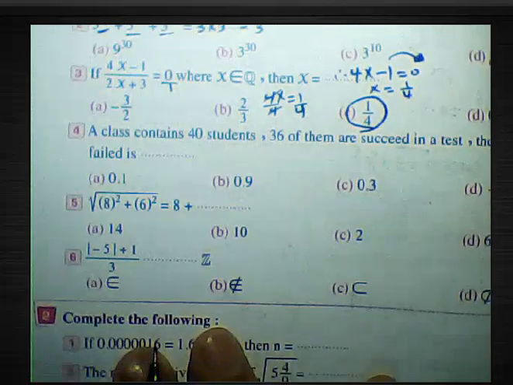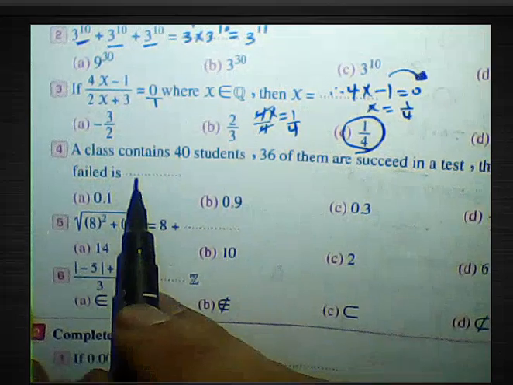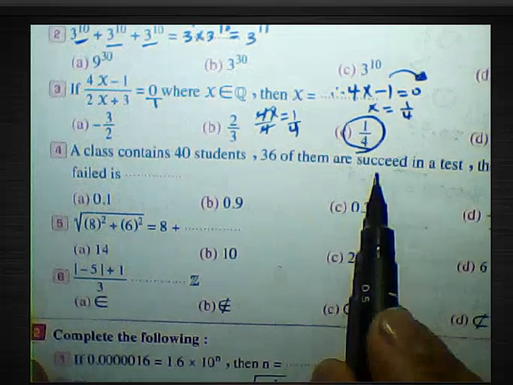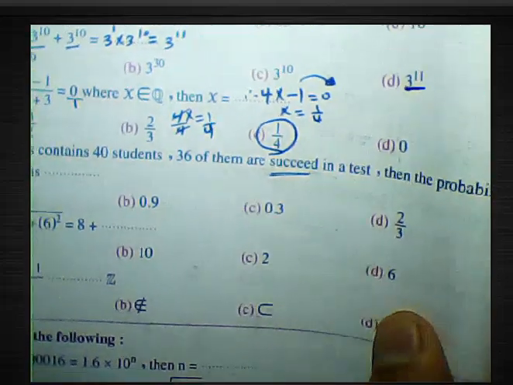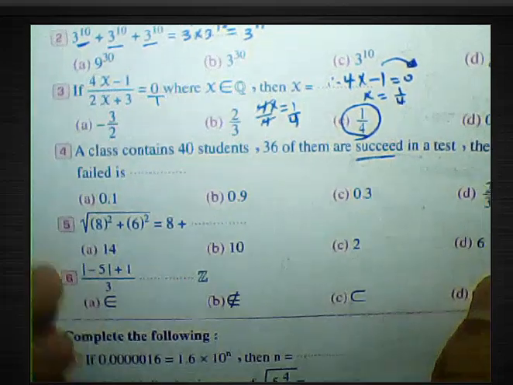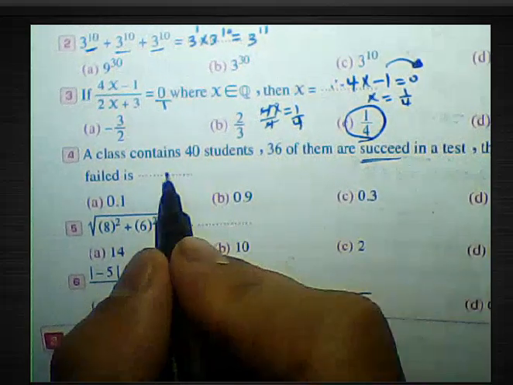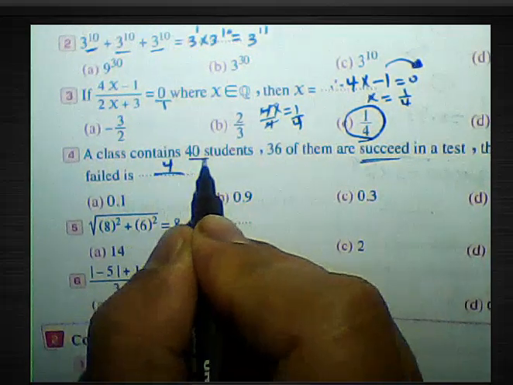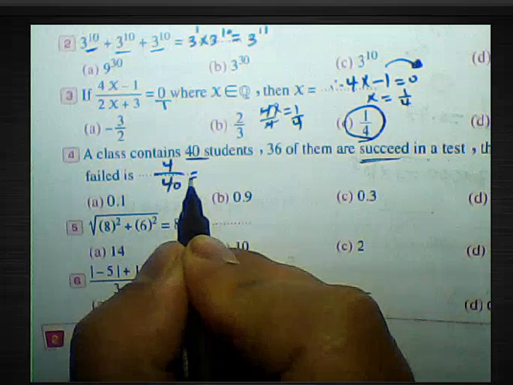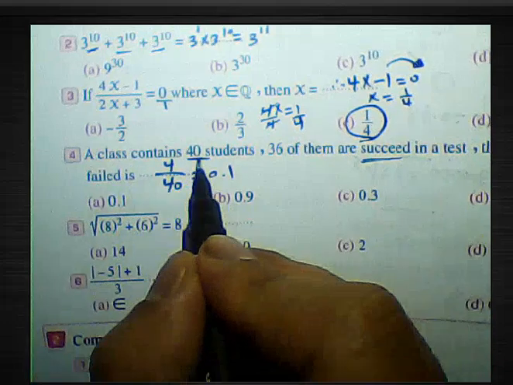Question number 4. A class contains 40 students. 36 of them succeeded in the test. Then the probability of failing is, he asks about the probability of failing. We have 4 students who failed from the total number 40. The probability equals 0.1.